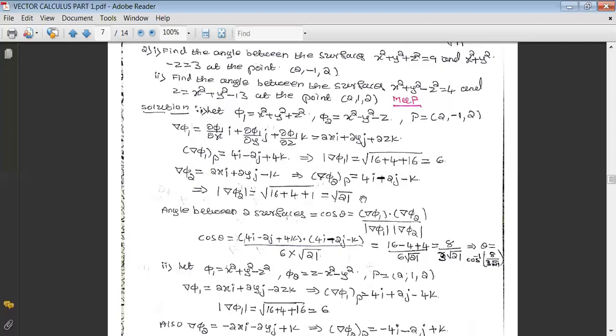square root of 21. And now the angle between the two surfaces is given by cos theta equal to del phi 1 dot del phi 2 divided by magnitude of del phi 1 into magnitude of del phi 2. It is a dot product.